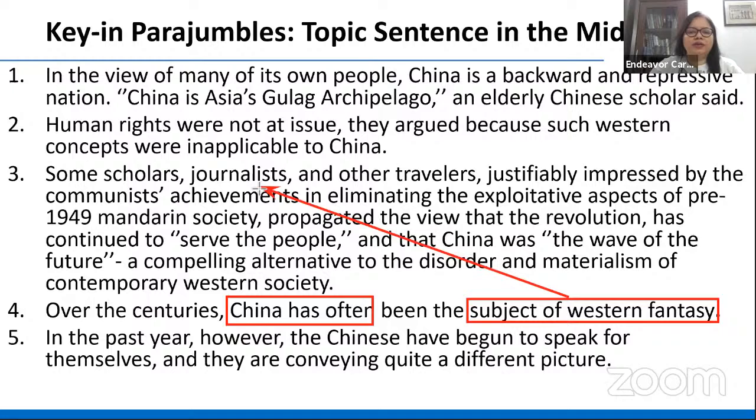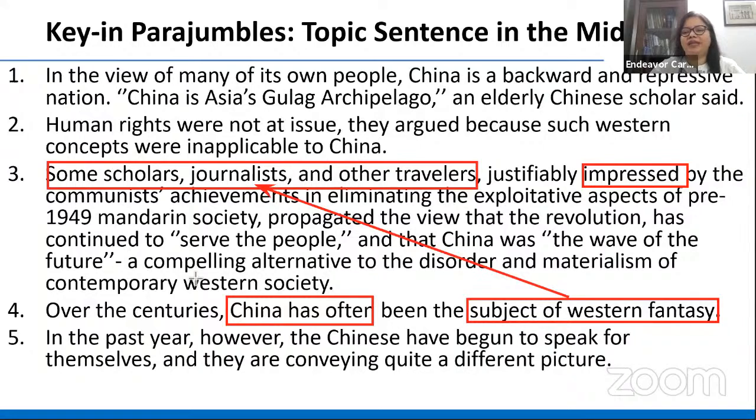You'll find them here. Because of the word travelers, look at the word travelers, some scholars, journalists, and other travelers who are justifiably impressed by the communist achievements. They believe that China is the wave of the future. They're impressed with China's achievements. And they think that it's a compelling alternative to the disorder and materialism of Western society. It's an alternative to Western society. They are impressed with the achievements of China. That's why you can connect the subject of Western fantasy with sentence 3, right? So 4 and 3 is a connection.